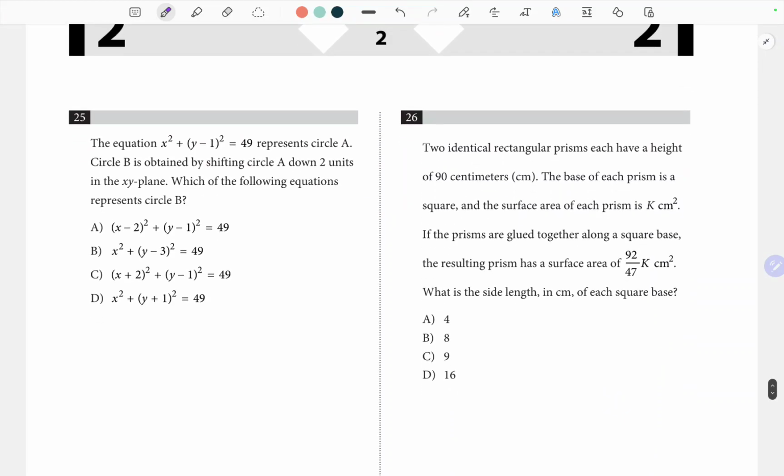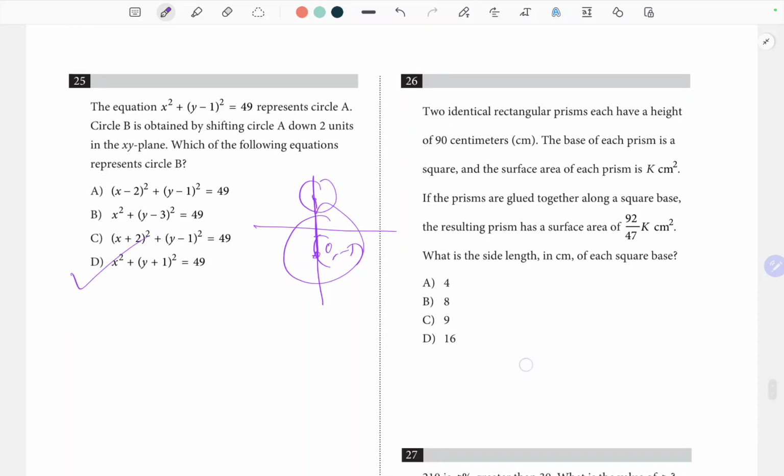The equation represents a circle and shifting circle 2 units down. So where is the circle right now? Circle is, center is 0, 1 and radius is 49. And 2 units down, it means circle will come here. But the center will be 0, -1 because it's 2 units down. So equation will be x square and y plus 1 whole square is 49.